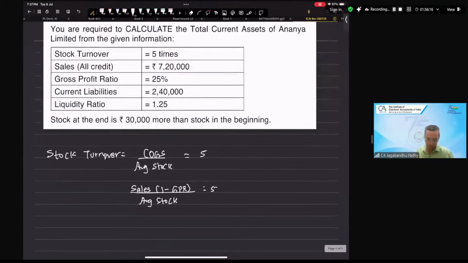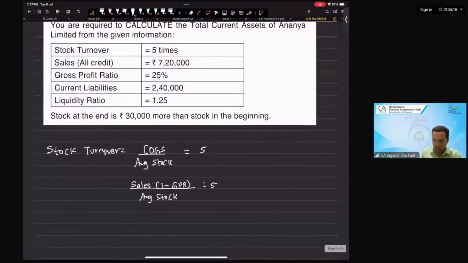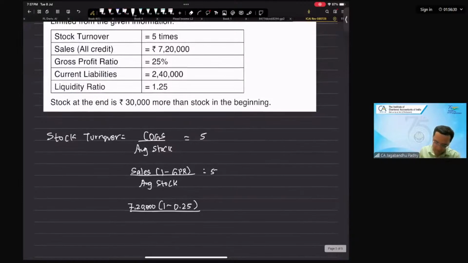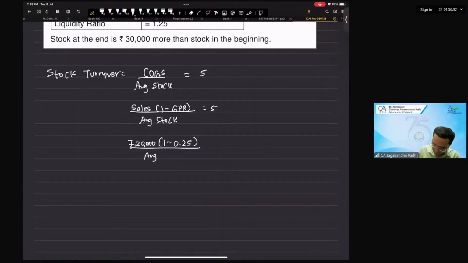So we know the sales value. Sales is 7 lakh 20 and GP is 25%. So we can simply say it is 7 lakh 20 into 1 minus GP ratio, 0.25, upon average stock, which is something that we're going to get the answer for over here. So average stock is going to be 7 lakh 20 into 1 minus 0.25.